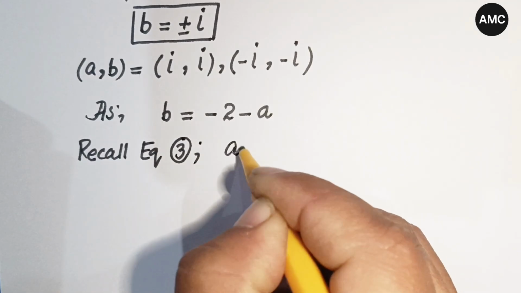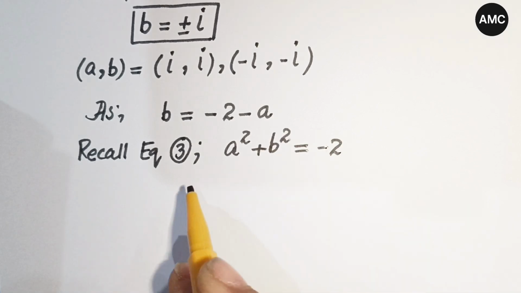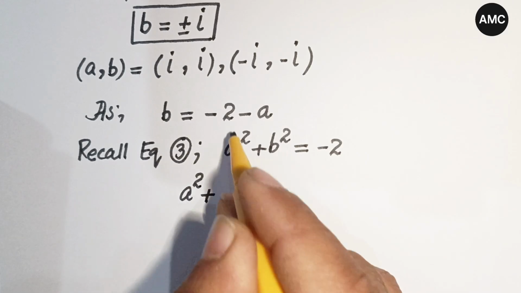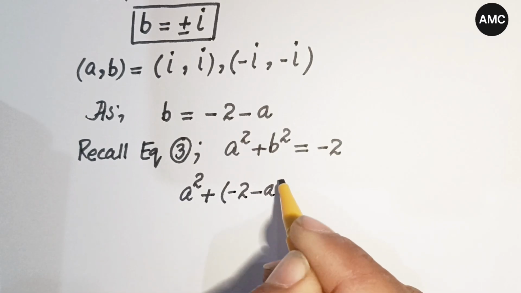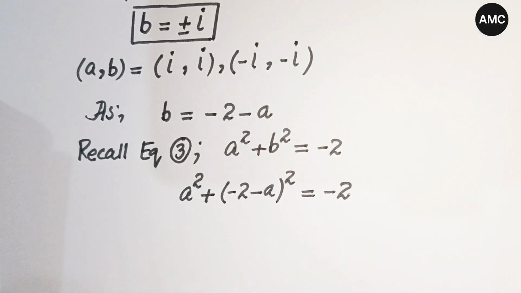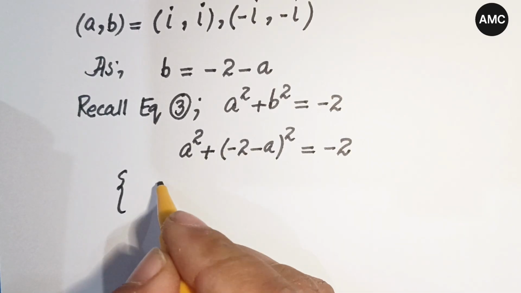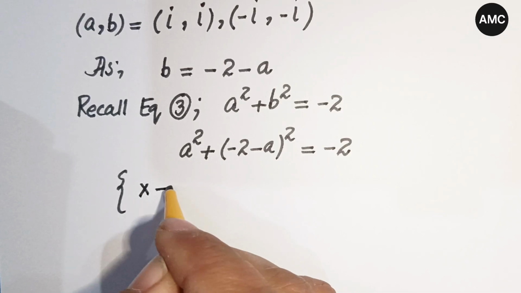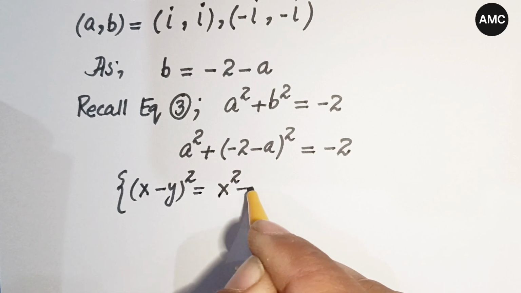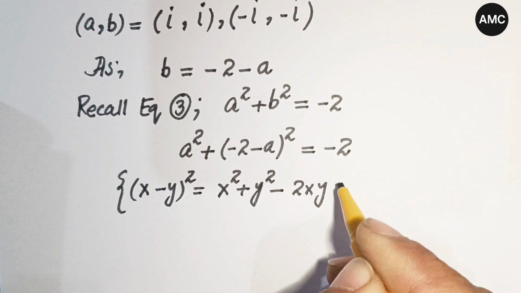Now equation 3 is a squared plus b squared is equal to minus 2. So if we put this value of b here, it will be a squared plus (minus 2 minus a) whole squared is equal to minus 2. Now we are going to use the algebraic formula (x minus y) whole squared is equal to x squared plus y squared minus 2 times x times y.